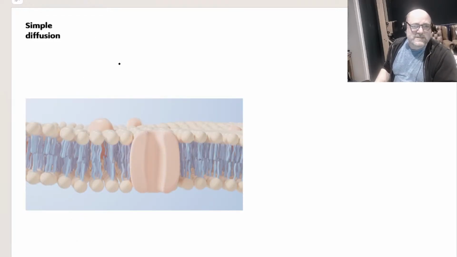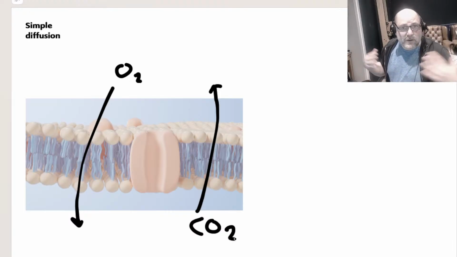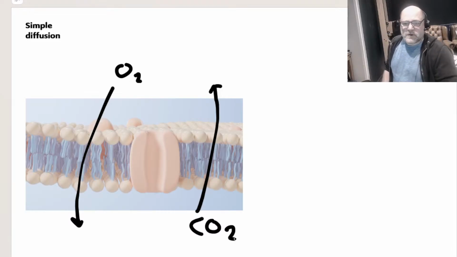What else? Simple diffusion, we already talked about. That's just like oxygen. More than likely, carbon dioxide's going out of a cell. You're not going to have carbon dioxide going into a cell. Cells produce carbon dioxide by aerobic respiration, so it's generally always going to be oxygen in, carbon dioxide out, and they just go straight through the membrane.